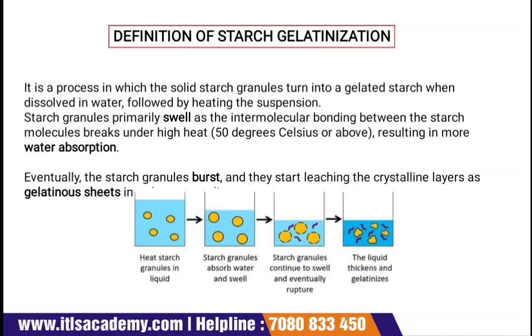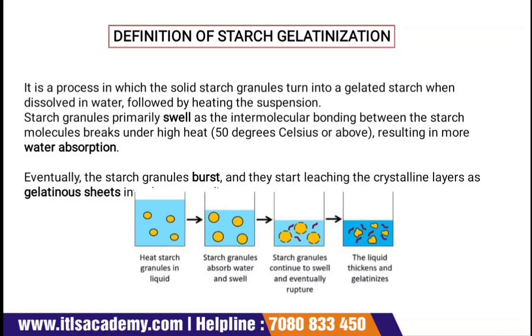Now the definition of starch gelatinization. It is a process in which the solid starch granules get turned into gelatinized starch when they are dissolved in water. Of course, heat is there. In the presence of heat, the starch primarily swells as the intermolecular bonding between the starch molecules breaks. Why does it break? Because of the high heat.